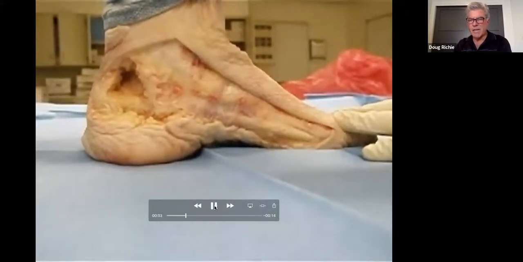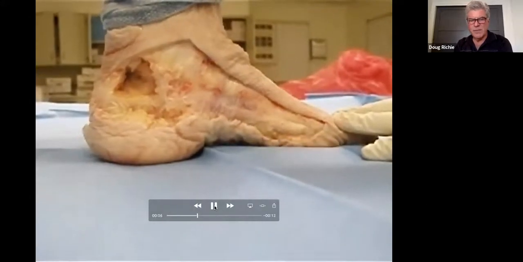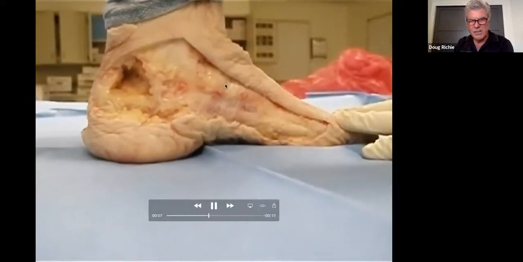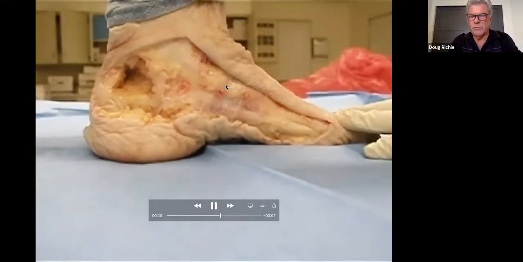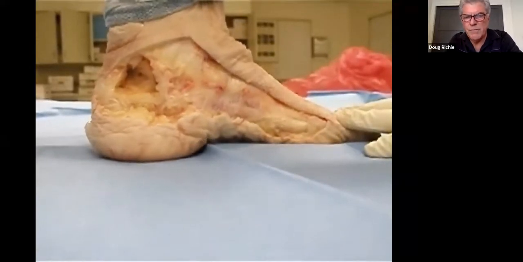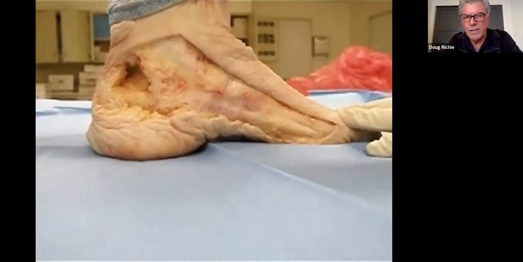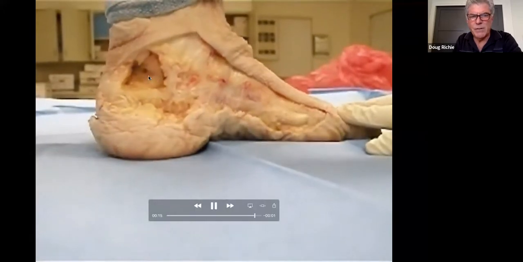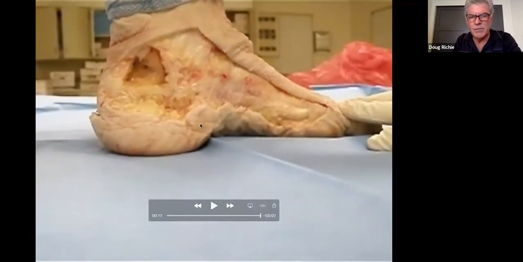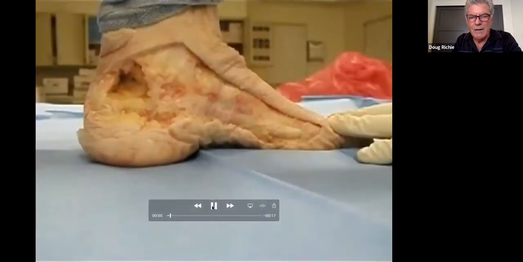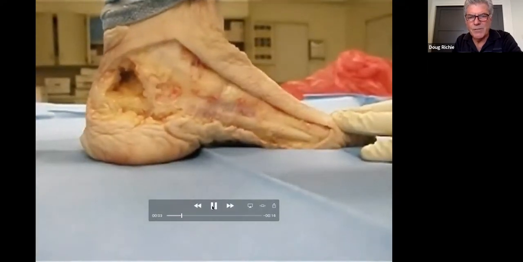And isn't that fascinating to look at? This is the talus here. This is the talonavicular joint, which is the most mobile joint in the foot. It moves threefold greater magnitude than the subtalar joint, which is back here. This is the posterior facet of the subtalar joint. But how can you describe this three-dimensional motion? It's so interesting.